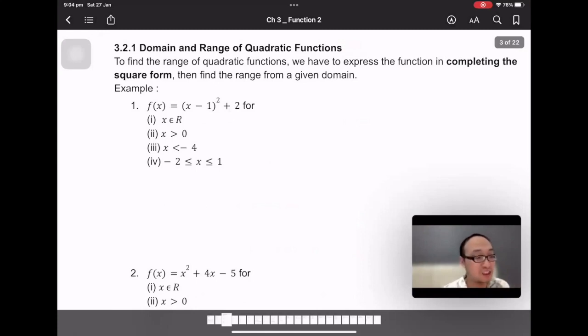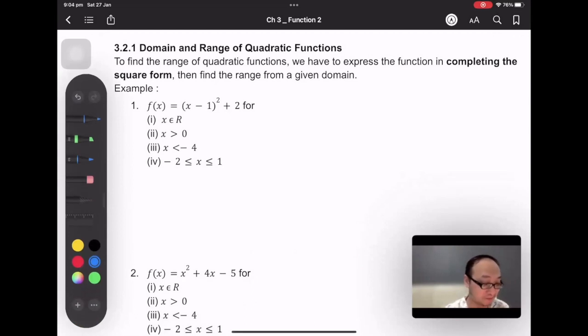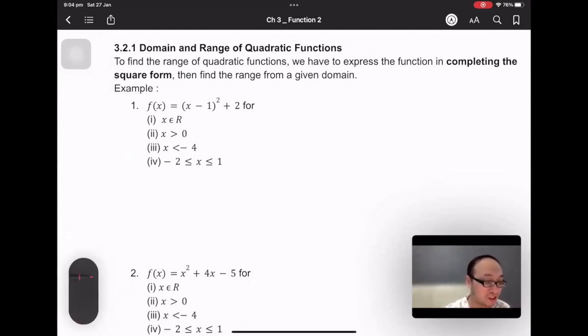Now let's see the domain and range of a quadratic function. For a quadratic function, it will be good for us if we can sketch the graph to check the position of the y values in the given domain. To sketch the quadratic function, we can use the completing the square form. We learned this before in the first chapter.